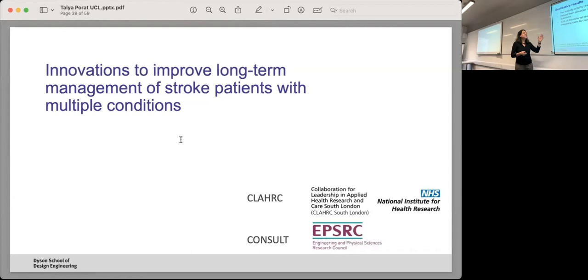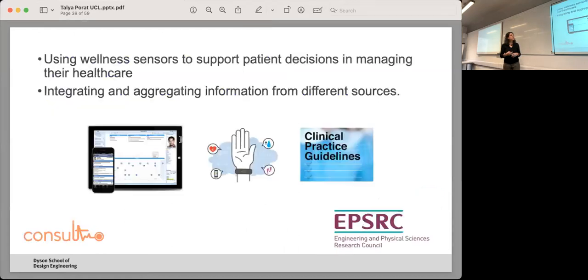So we're still looking at mainly trying to improve the accuracy and the technology of this. Another project, we did a lot with stroke patients, so trying to design innovations for long-term management for stroke patients with multiple health conditions.